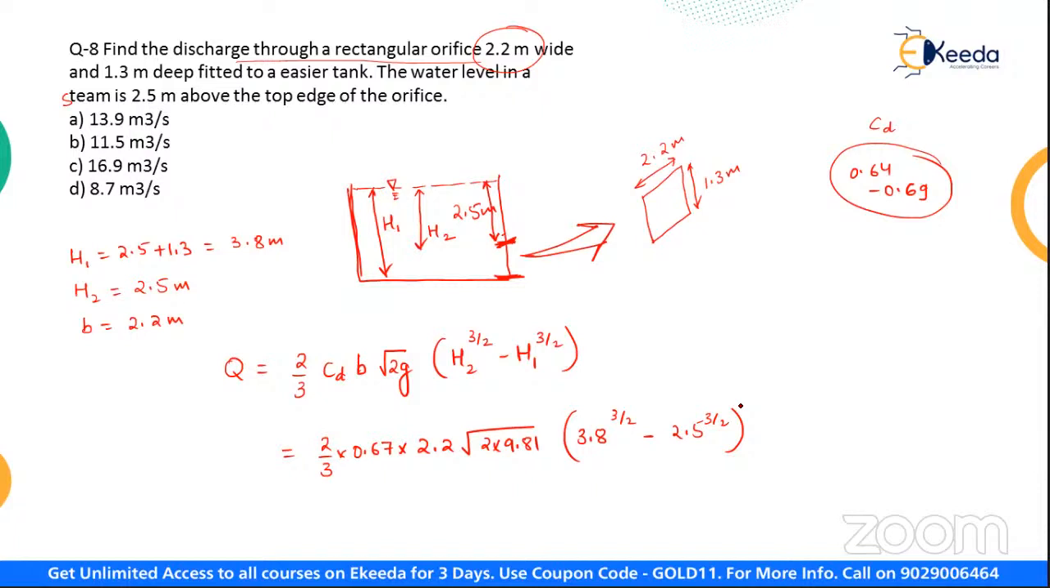So this value that we are getting comes out to be equal to 13.9 cubic meter per second. So considering that this value varies from 0.6 to 0.69, we are considering the minimum value, that is 0.62. Then we will get the exact value that we are having, that is 13.9 cubic meter per second. So that means the option A would be the correct one for question number 8.